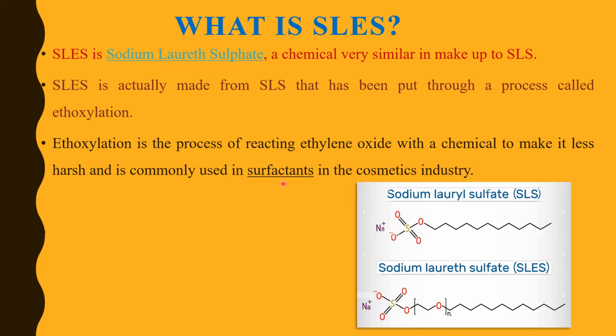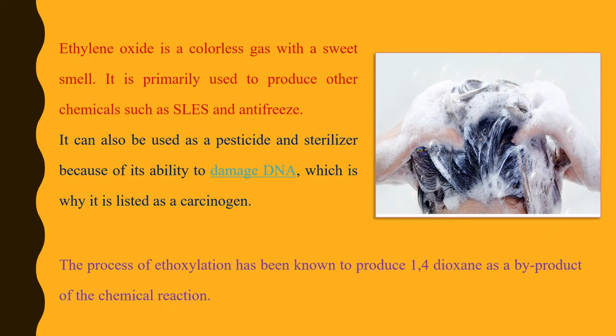You can see these two surfactants, sodium laureth sulfate and sodium lauryl sulfate, in your shampoo bottles, toothpaste, cleaning foams, hand washes, and face washes. If you are not finding them directly by name, there are many other compounds and products available in the market under the names of different sulfates. As for the ethoxylation process, ethylene oxide is a colorless gas with a sweet smell, and it is primarily used to produce other chemicals such as SLES and antifreeze.